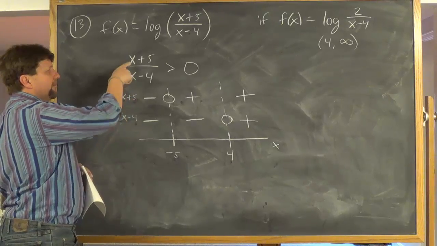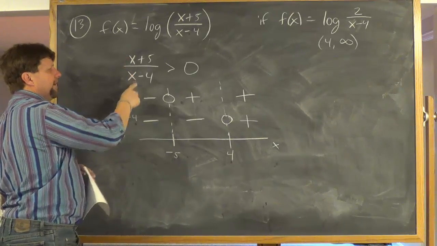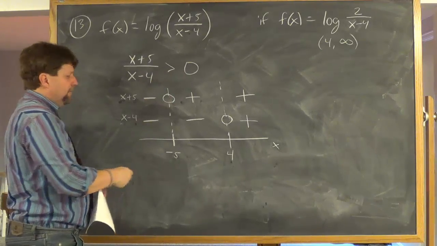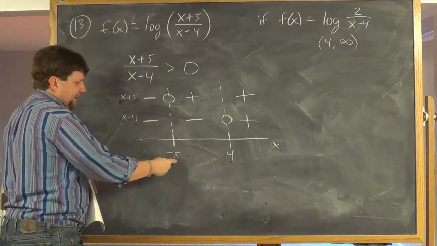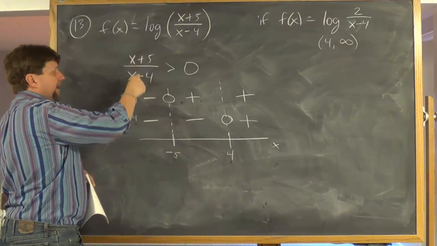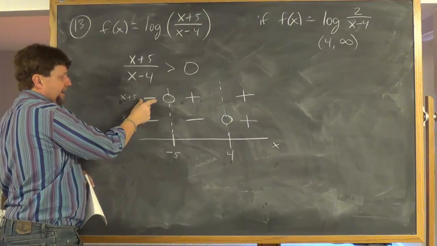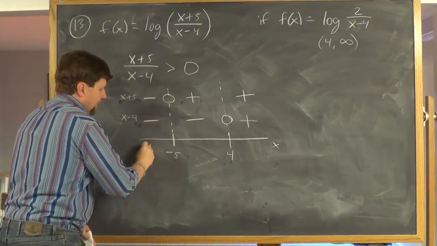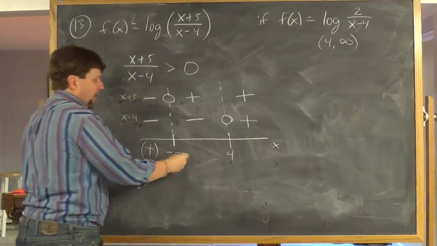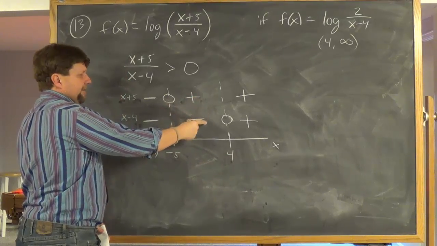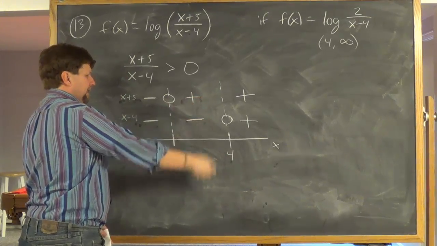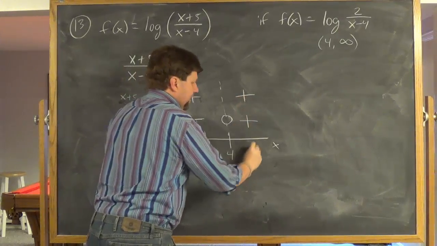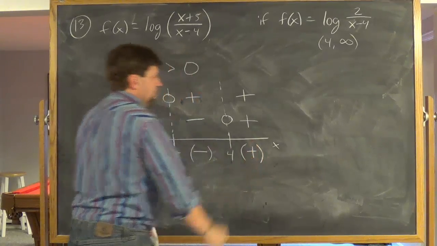So look at what you're asked. You're being asked, when does x plus 5 divided by x minus 4 give you a positive number? When is it greater than 0? Well, on the interval negative infinity to negative 5, x plus 5 over x minus 4 will be a negative divided by a negative. Negative divided by a negative is positive. On this interval, it would be positive divided by a negative. Positive divided by a negative is negative. And finally out here, it's a positive divided by a positive, which is positive.